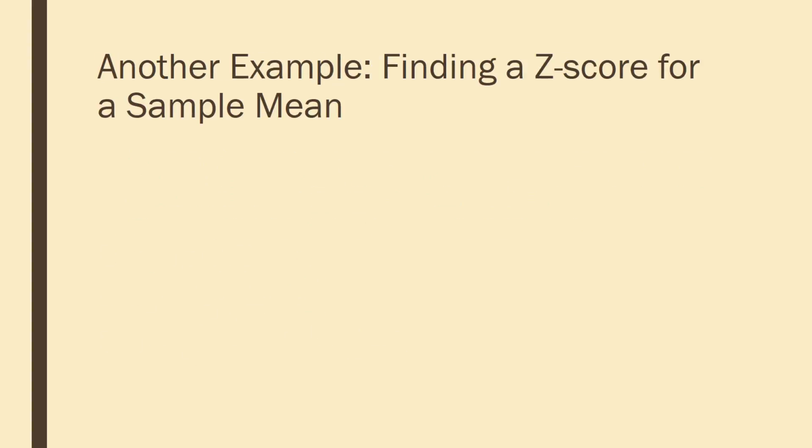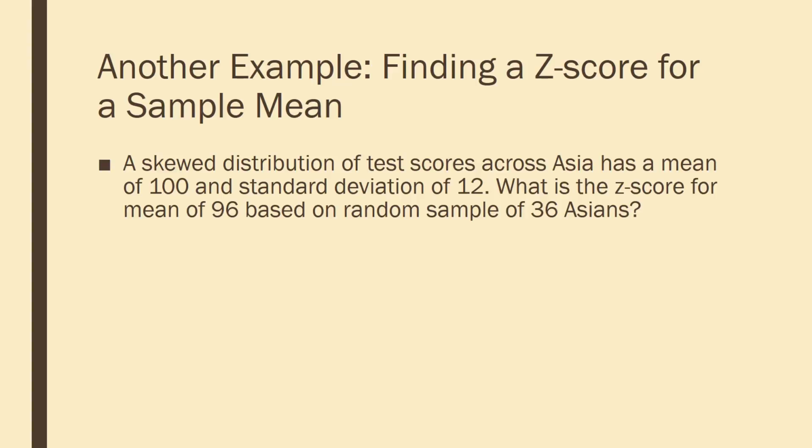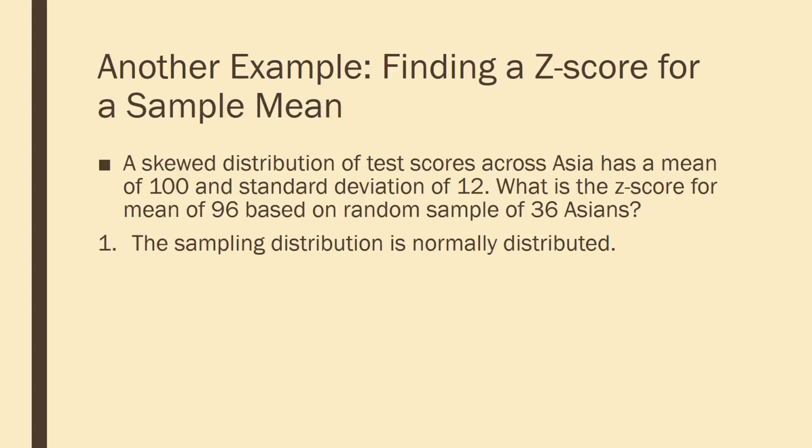Okay, so let's do another example. Say we have a skewed distribution of test scores across Asia, and it has a mean of 100 and a standard deviation of 12. What is the z-score for a mean of 96 based on a random sample of 36 Asians? Again, we know that the sampling distribution is normally distributed because we have 36 Asians in our sample, so it's at least 30. And we know that the central limit theorem holds true because it's a random sample and we have at least 30.